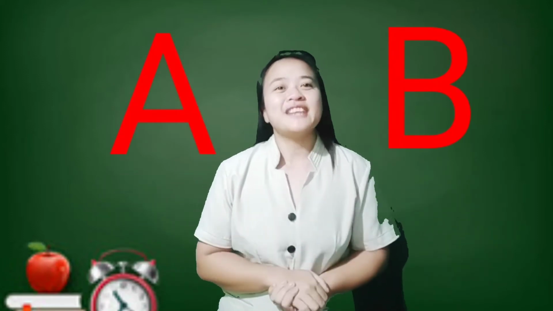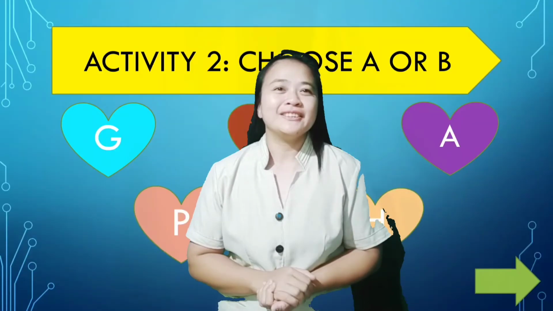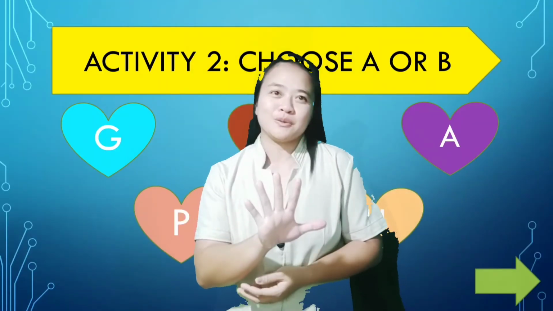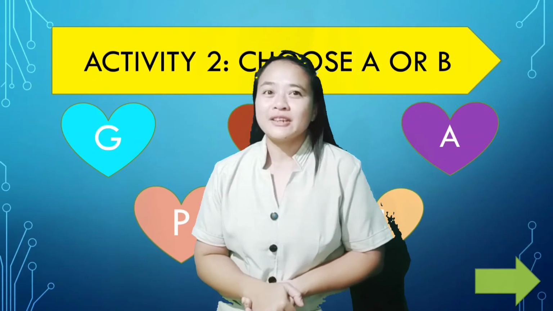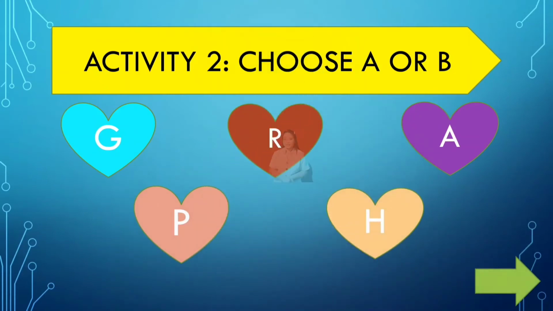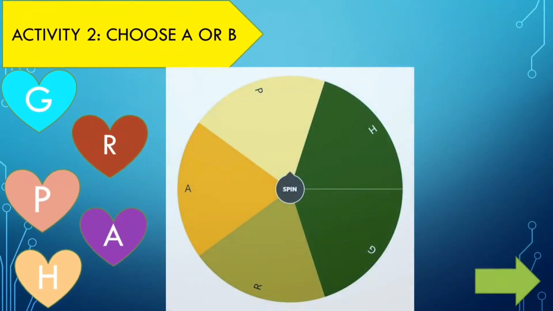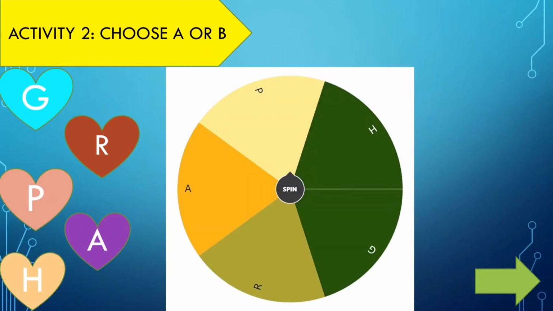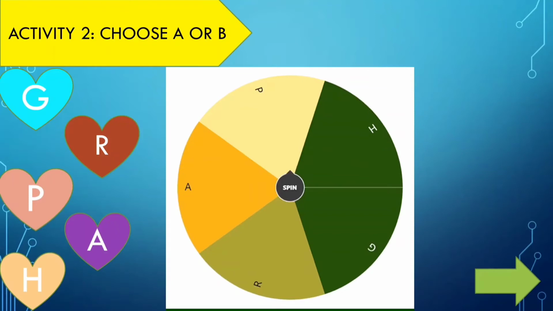Let's have another activity. In this activity, you are going to choose A or B. The same process with the first activity, there will be 5 questions given to you, and each question is given 30 seconds to answer. So these are the letters that we have in this activity. G, R, A, P, H, or simply graph. So let's start spinning our spinner.